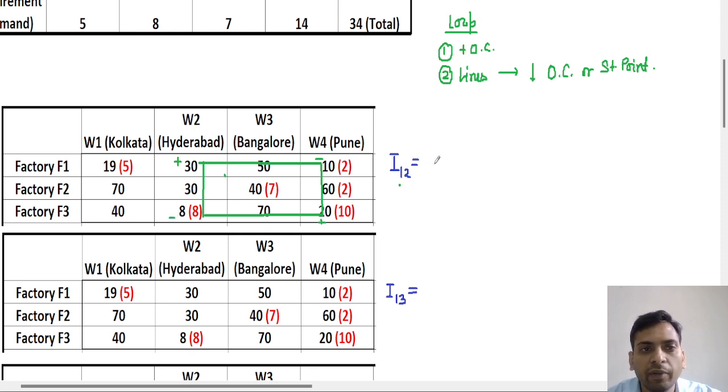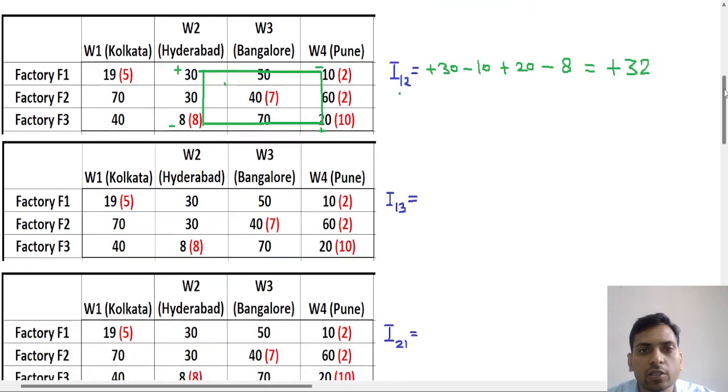Now to find the incremental cost, you will consider this plus 30. Next is this minus 10 at the corner points. Next is this plus 20. And next is this minus 8. So now this total, 30 plus 20 is 50. 50 minus 18 is plus 32. So this location has a plus 32 incremental cost.